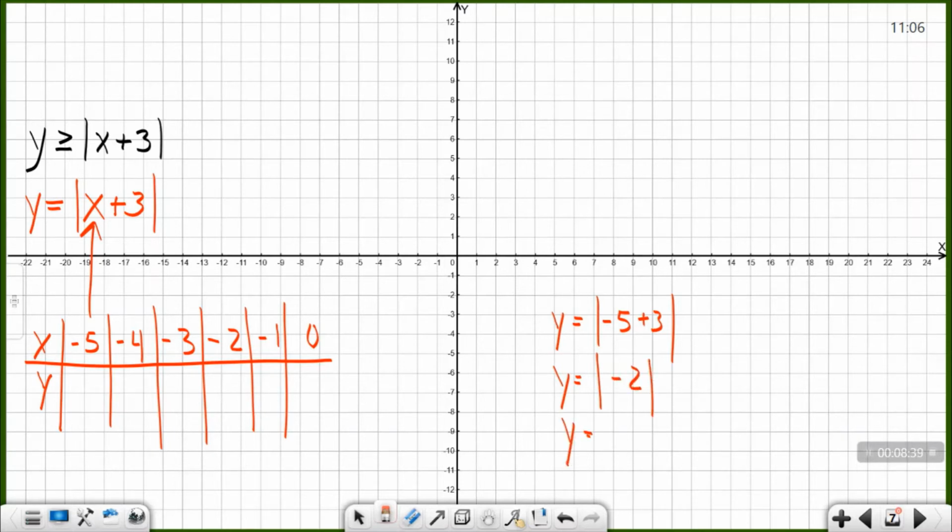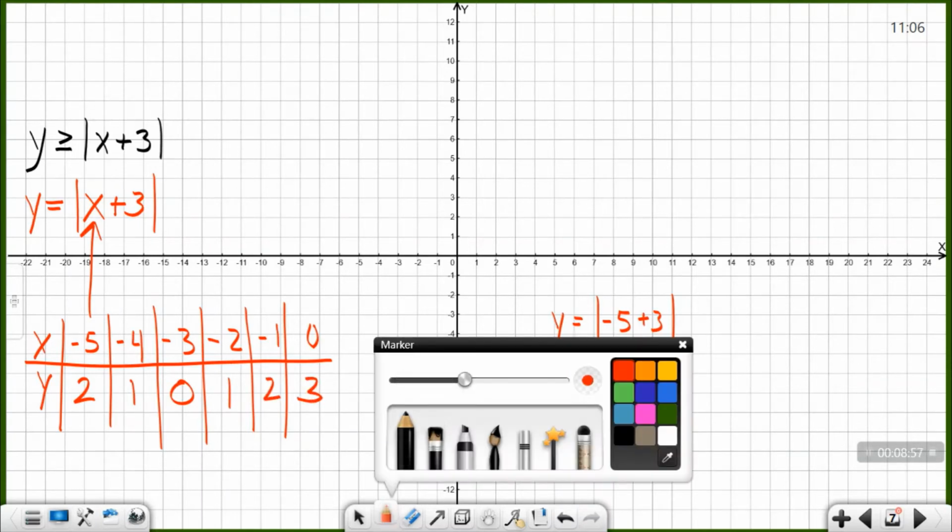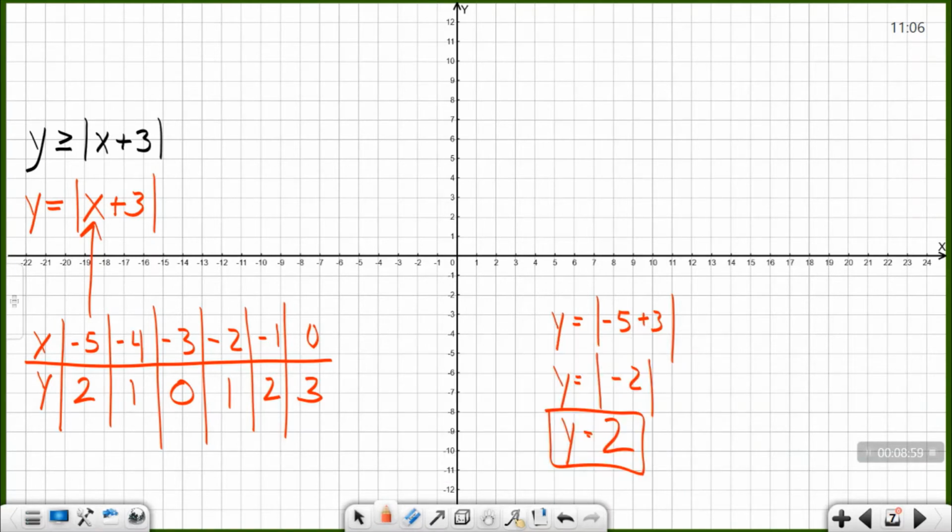And the absolute value of -2 is 2. So that means that 5 is going to give me 2 in my table. And you can keep plugging in values to fill out the rest of that table. And if you do so, you'll get 1, 0, and then it will go back up again, 1, 2, 3. And then we can just start plotting those points to see what it actually looks like here. So -5, 2, -4, 1, -3, 0, and so on.